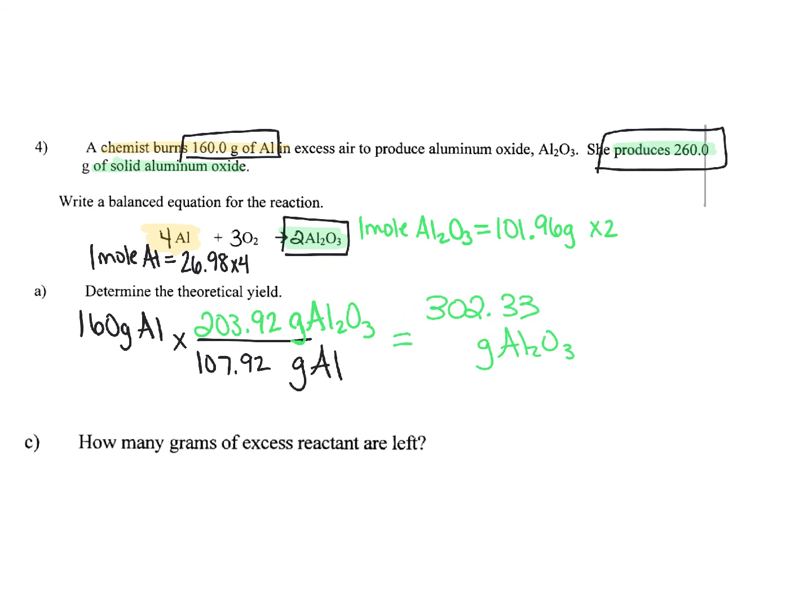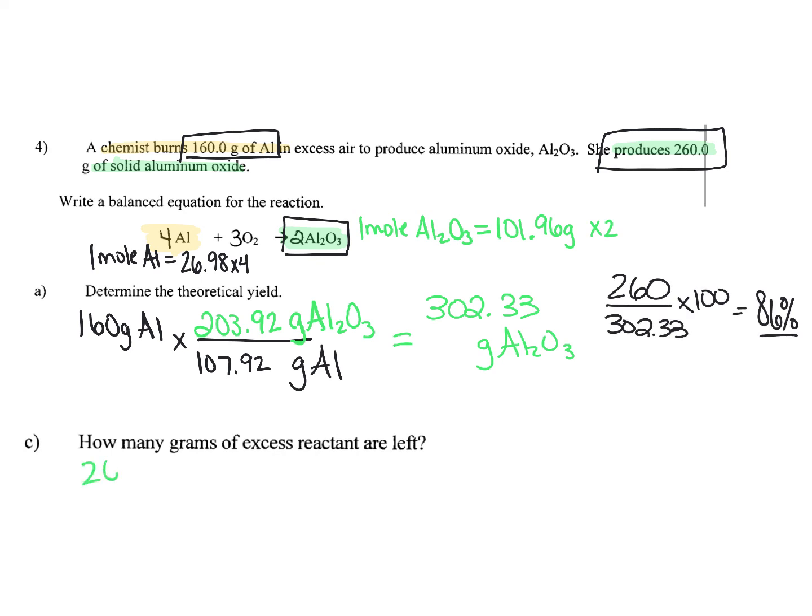We could actually also calculate the percent yield by taking the amount that she got and dividing it by the amount that she should have gotten, and then multiplying that by 100, and then we could find the percentage yield. So she actually did pretty good with around 86% yield there. Now, the next question says, how many grams of excess reactant are left?